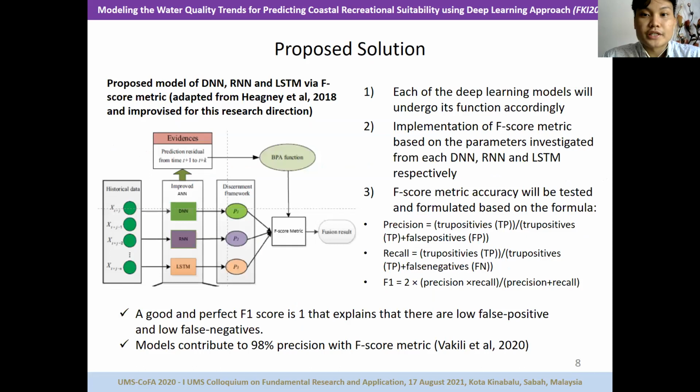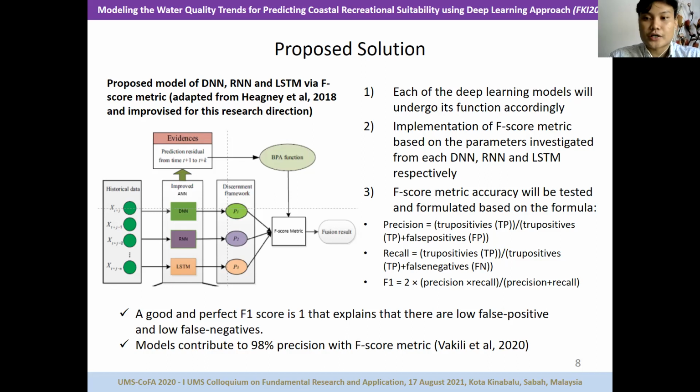The proposed solution here, as you can see in the diagram, we adapted from the research by Hageni, and we improvised it for the sake of this research direction. So the proposed models are DNN, RNN, and LSTM via F-score metrics. Each of the deep learning models will undergo its function accordingly, and the F-score metric is implemented based on the parameters investigated, as mentioned previously, the water quality parameters, for each of DNN, RNN, and LSTM respectively.